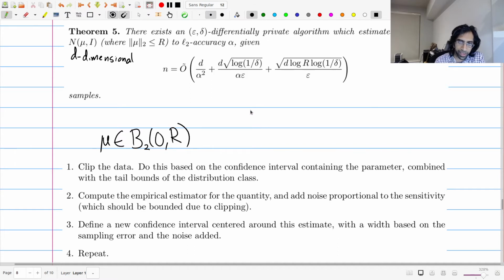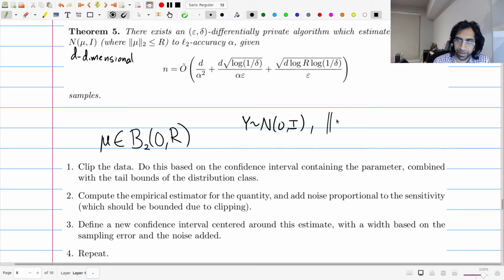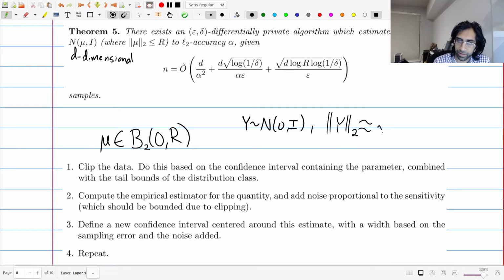It's not exactly easy to see, but if you sample, say, y from N(0, I), then my claim is that the L2 norm of y will be approximately equal to square root d.